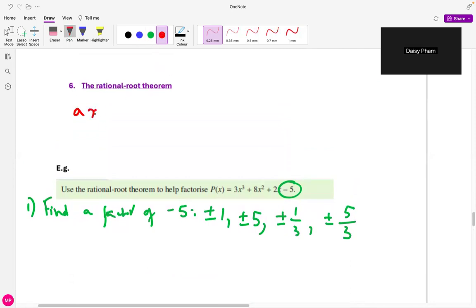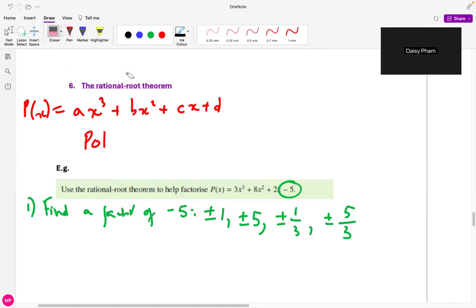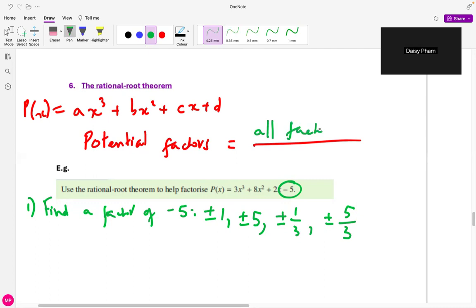That's called rational root theorem. So rational root theorem is like if you have ax cubed plus bx squared plus cx plus d, let's call that p of x. If you want to find the potential, we're talking about the potential, okay? I mean, some of the numbers will work, some numbers will not work. So the potential factor will be all the factors of d, so all the factors of the constant, divided by all the factors of a.